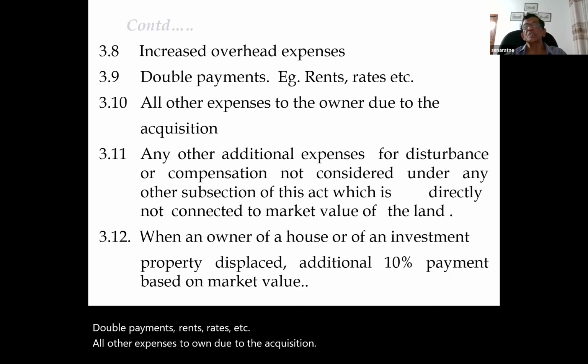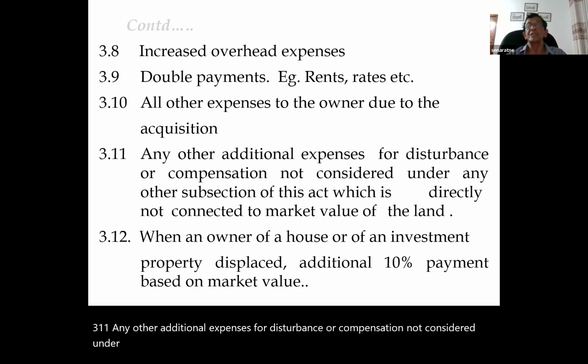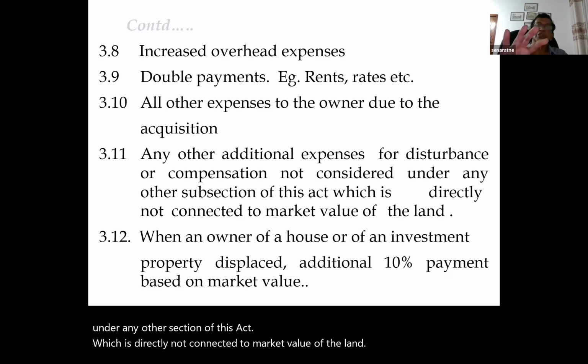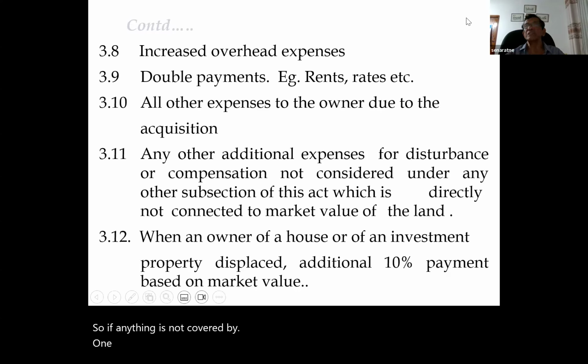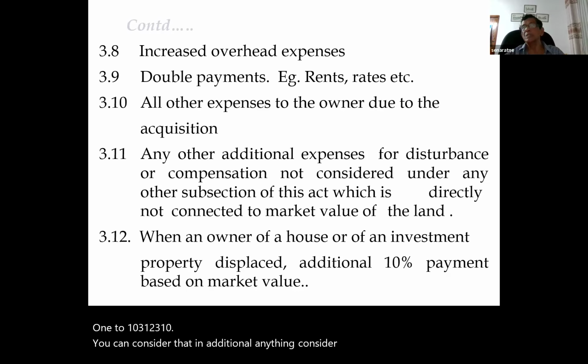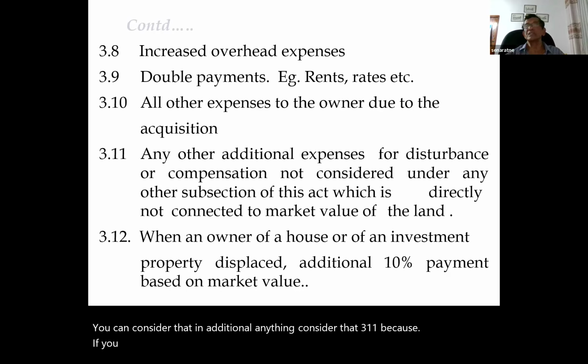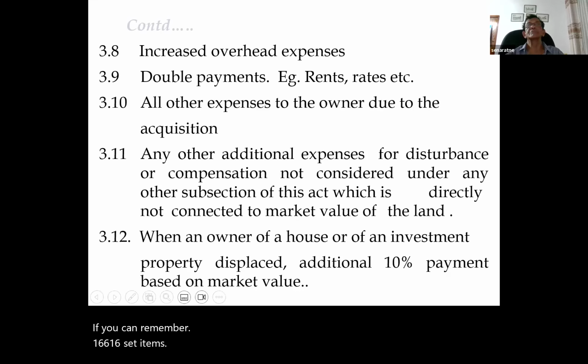3.11, any other additional expenses for disturbance or compensation not considered under any other section of this Act, which is directly not connected to the market value of the land. So, if anything is not covered by 3.1 to 3.10, you can consider that under 3.11, because if you can remember, we learned 16 such items. So they may not all be included in the disturbance in our regulation of 2008. Anything you can interpret under 3.11.